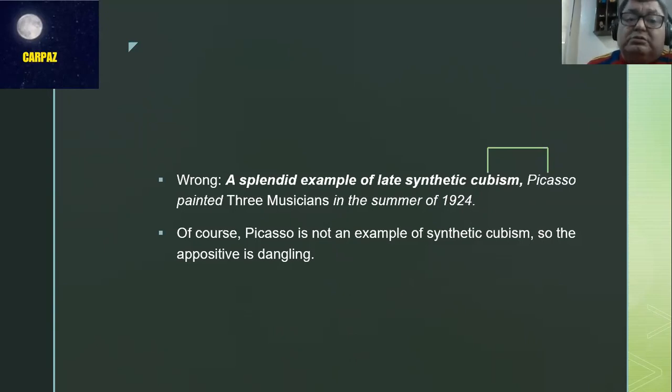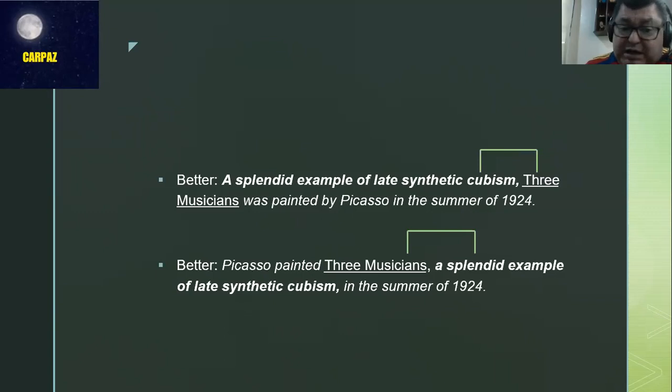We don't know who it is modifying. It would sound much better if we reword our sentence in a different way. If we say, "A splendid example of late synthetic cubism, Three Musicians was painted by Picasso in the summer of 1924," we know that Three Musicians, the painting, is being modified by the appositive phrase, a splendid example of late synthetic cubism.